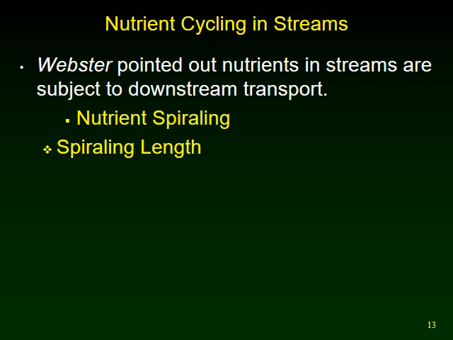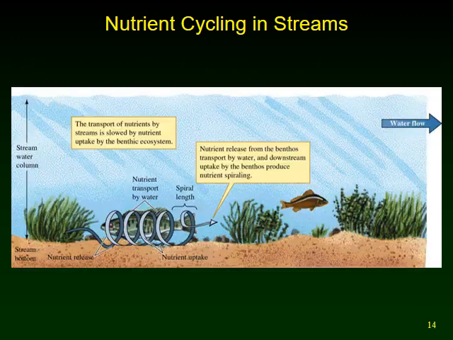Nutrients in streams are subject to downstream transport, so they move down the stream as they get decomposed. So we have little nutrient cycling in one place. So we get the spiraling effect, as we will see, and that's the length of a stream required for a nutrient atom to complete a cycle. So that's going to vary with the velocity of the downstream nutrient movement.